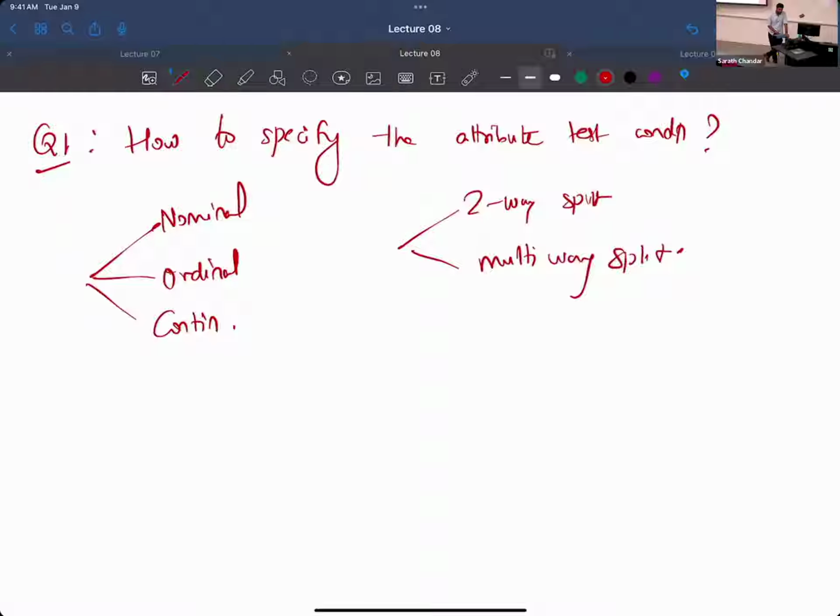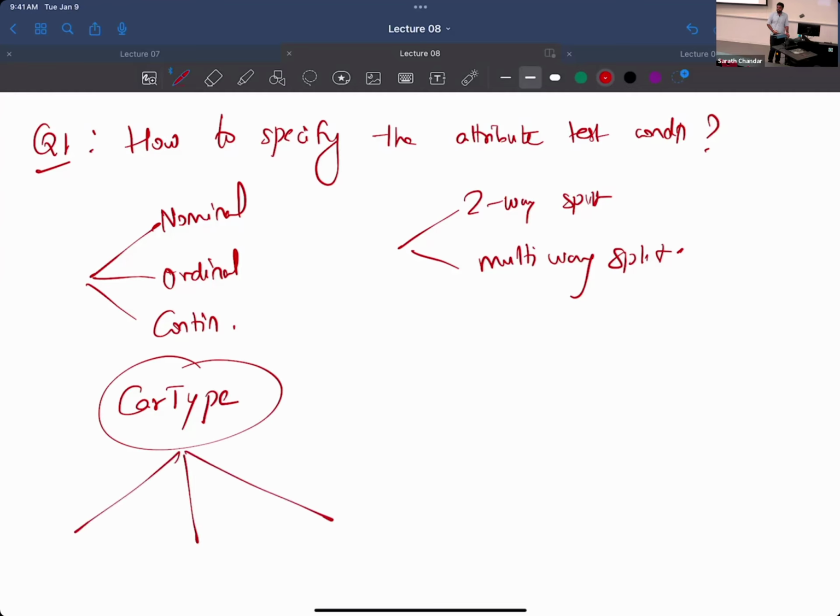Okay, let's start with an example. Let's say I have a feature called car type. This car type feature can take three values: family car, sports car, and luxury car. Now if you want to test based on this car type feature, there are a couple of possibilities here. For example, one way is a multi-way split, where you check the car type, and depending on the car type, you branch into three different directions.